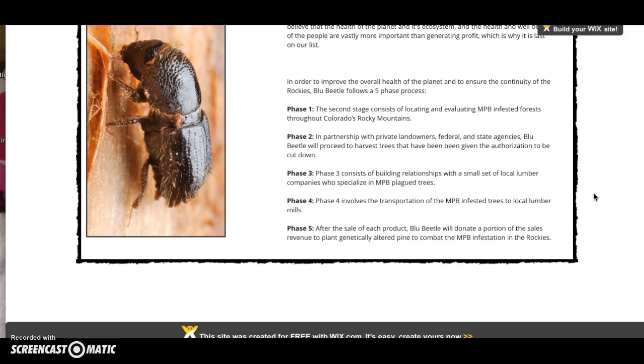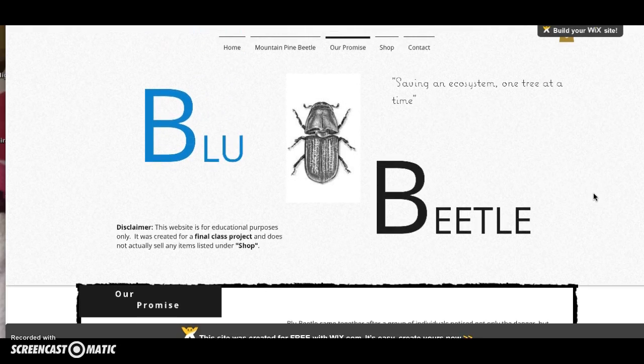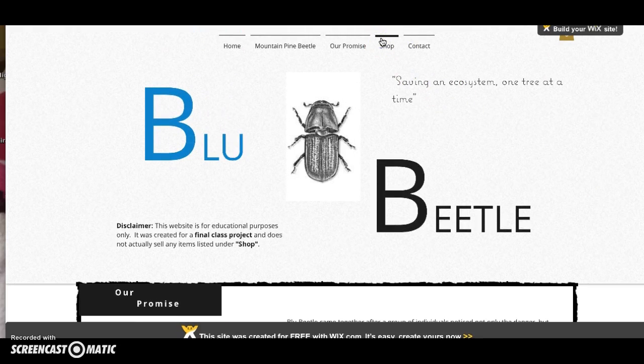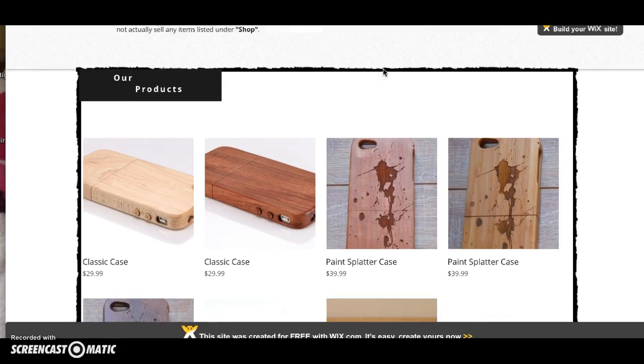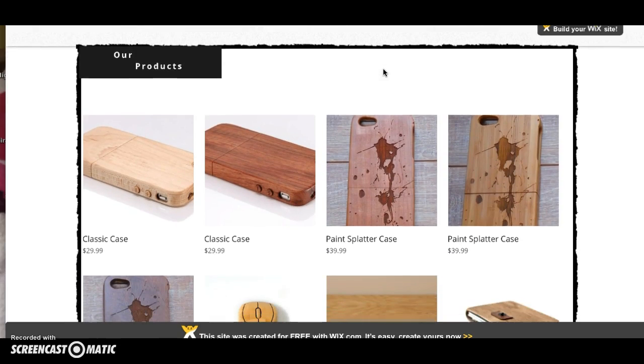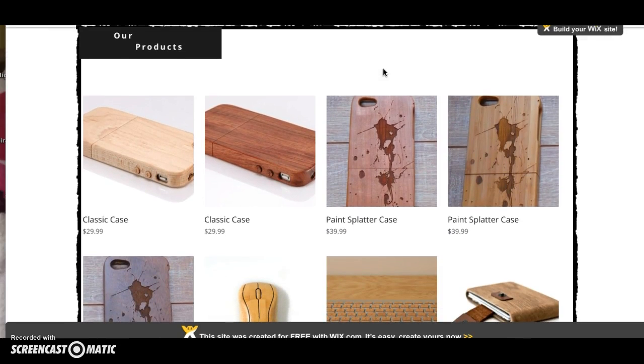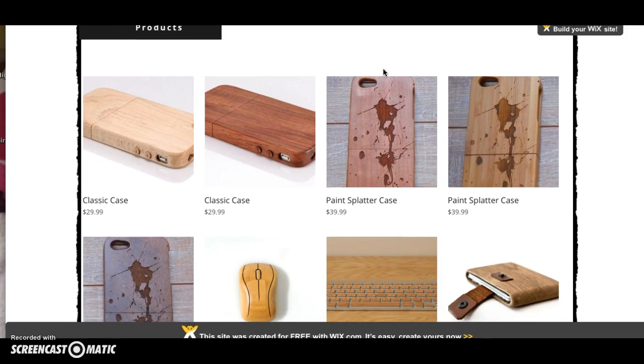As we, for example, sell products, we try to plant genetically altered trees that are resistant to this beetle attack after selling our products. So basically the main attraction of this website is the products page. Like I said before, we do not actually sell any of these products, but just for the sake of creating this website, we do have a product page.